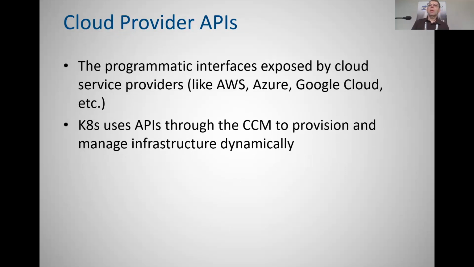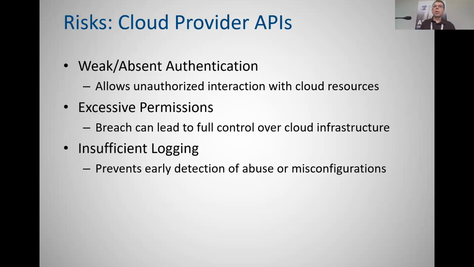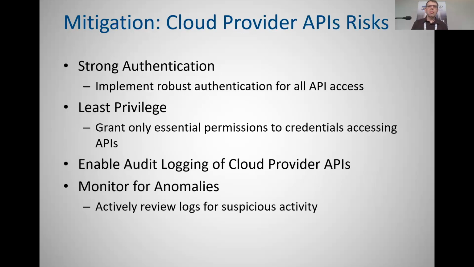Let's discuss cloud provider APIs. These are APIs exposed by service providers like AWS, Azure, Google Cloud, and others. And via this API, via CCM, Kubernetes manages the cloud infrastructure. What risk? Possible risk of weak or missing authentication. Anyone can access and interact with your cloud resources. If you provide these credentials with excessive permissions, an attacker who is able to breach will take full control of your cloud infrastructure. And once again, without logging, you will not be able to understand what the problem is, what the security incidents are. Mitigation: authentication, least privilege, audit logging, and monitoring for anomalies.